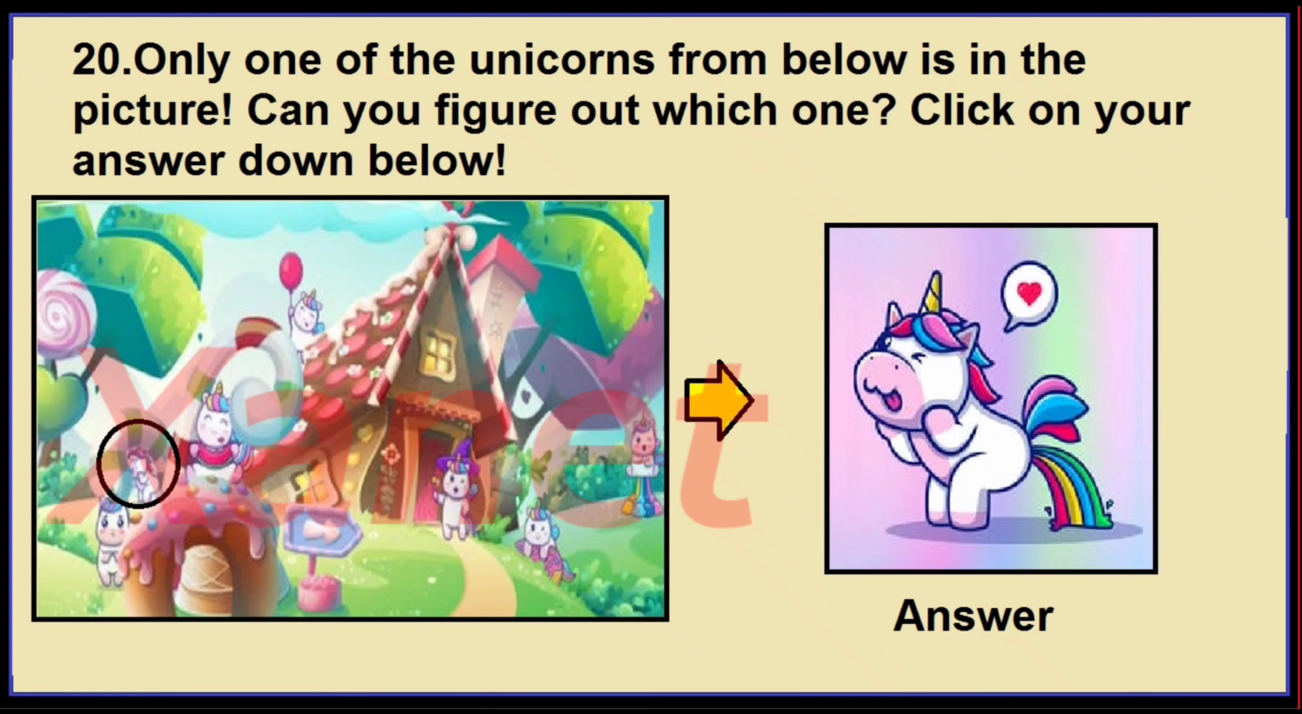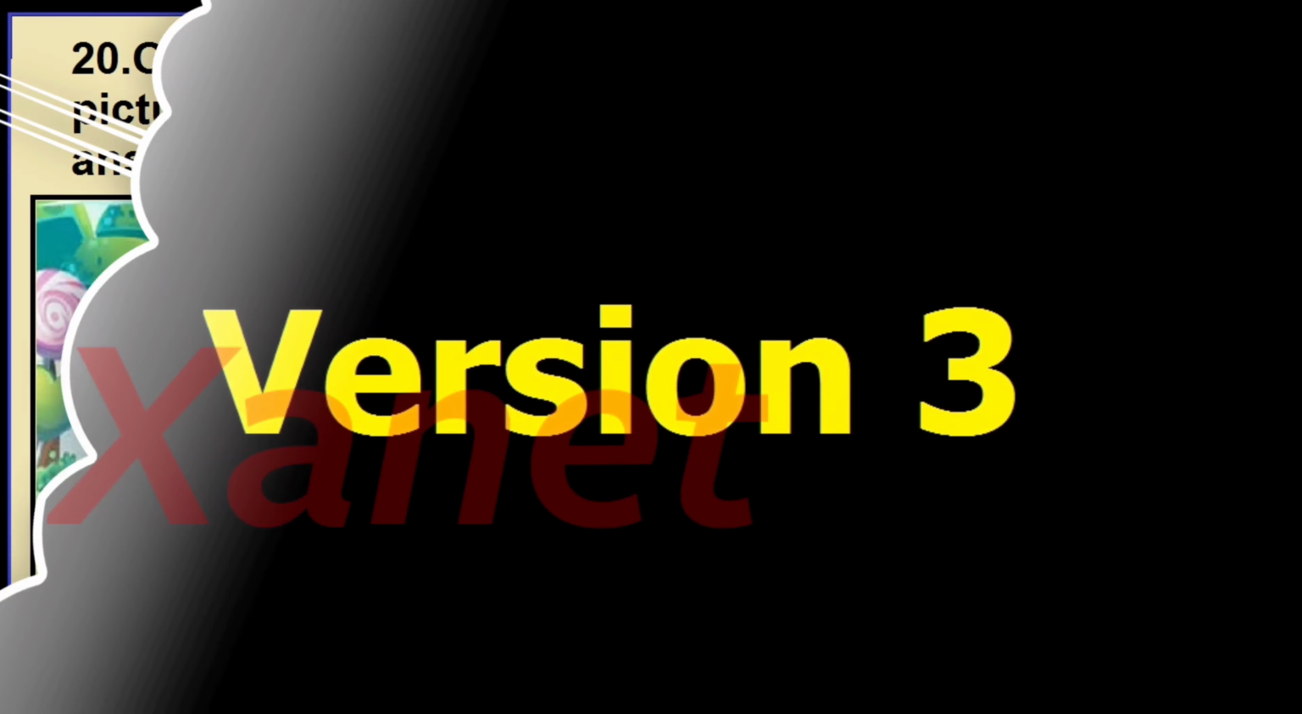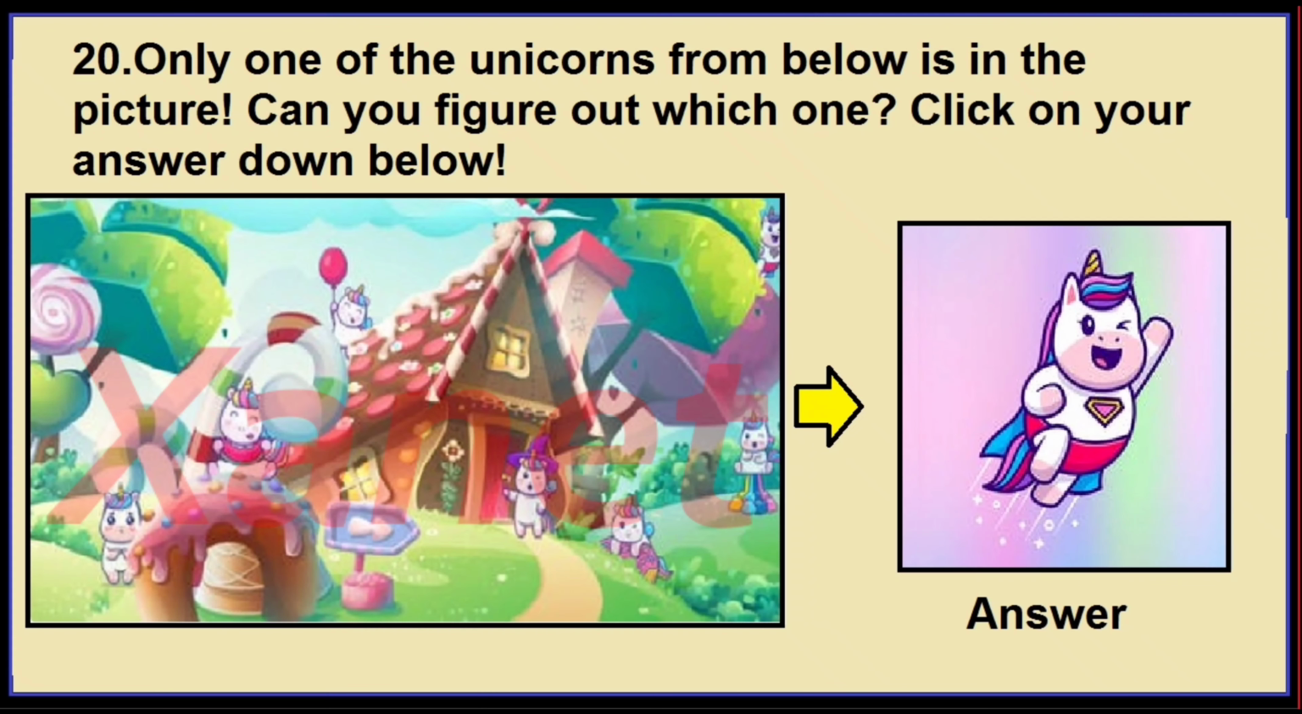Now in version 2 of this question, you can see this unicorn is in the same position as in version 1, so I have clicked this unicorn as the correct one. So you need to see specifically this position that I have circled. Now in version 3 of this question, you can see this Superman unicorn is in the image, so I have clicked this as the correct one. It's in this top right hand corner.